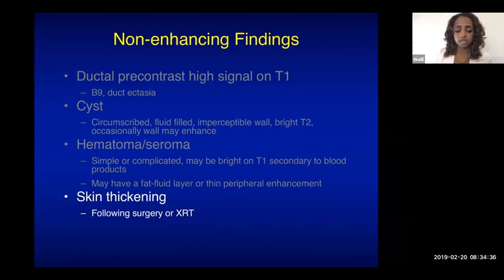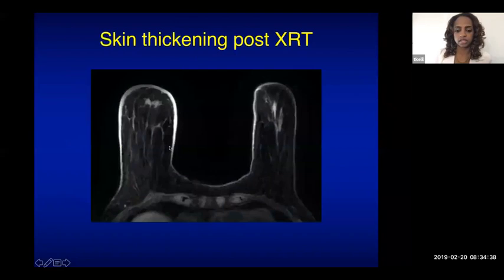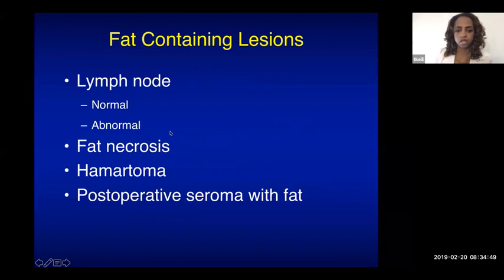And you can have skin thickening, again, unrelated to malignancy, especially if the patient had prior radiation treatment. You can see this right breast has asymmetrically thickened skin. You can also have fat-containing lesions. Lymph nodes are fat-containing lesions, and you can see the fatty hilum on the T1 images. Lymph nodes can be normal or abnormal, so you would base that on the morphology and the size.